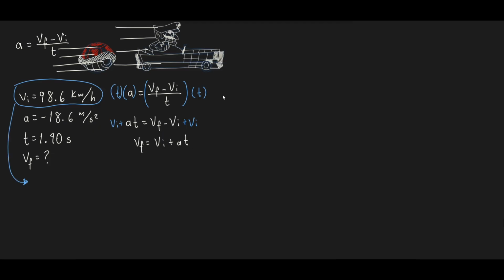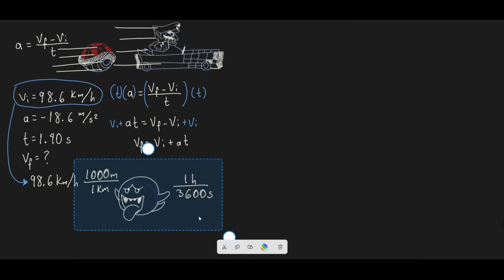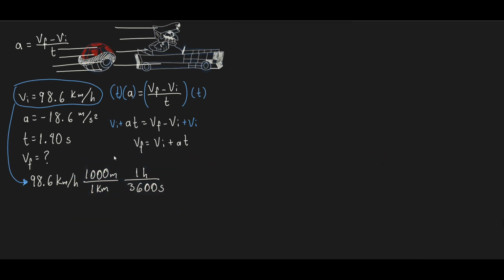Before we substitute, let's convert 98.6 km per hour into meters per second. We need our conversion factors to finally have 27.4 meters per second.